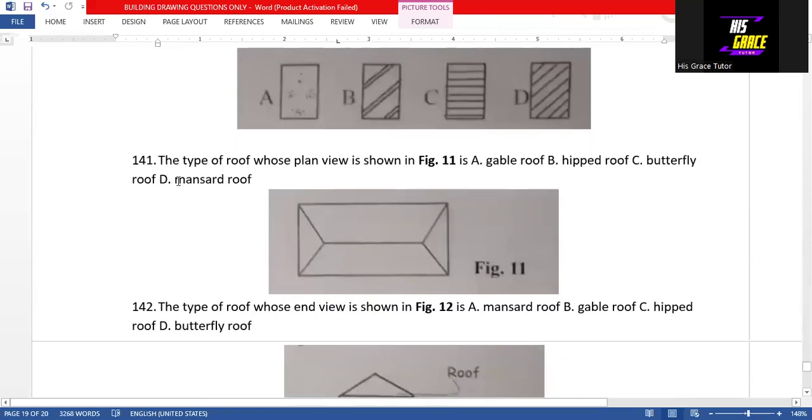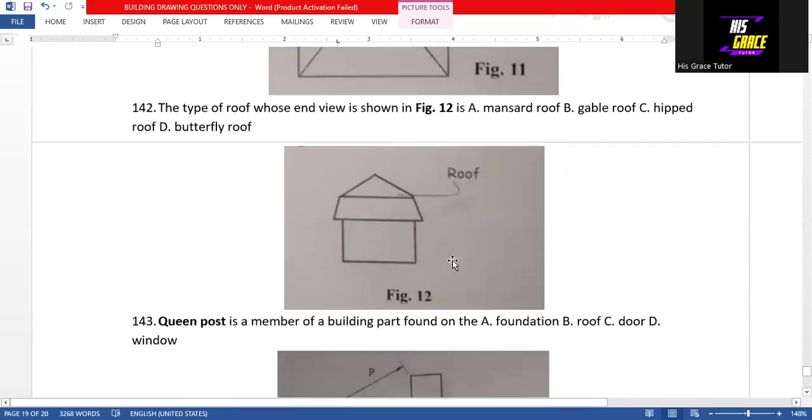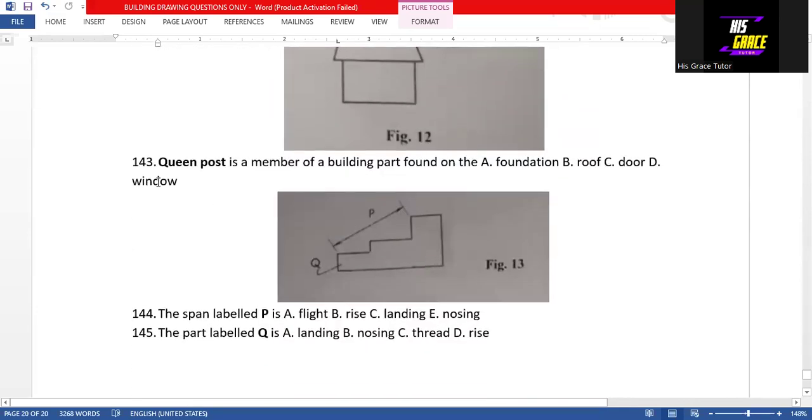Then question 141, the type of roof whose plan is shown is a hip roof. That is option B. Question 142, the type of roof whose end view is shown is a mansard roof. That is option A. Question 143, the king post is a member of building part found on the roof. That is option B, the answer to 143.